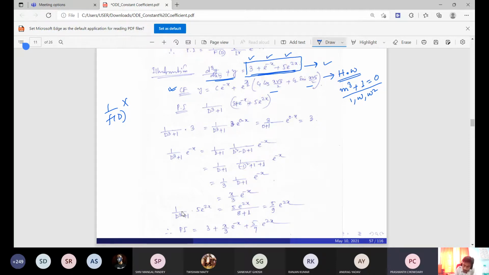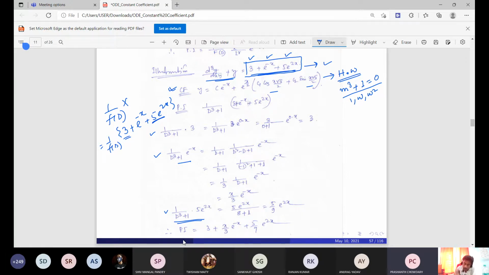The first function is 3. So it will be 1 by f(D) of 3 plus e to the power minus x plus 5 e to the power 2x. First we will consider 1 by f(D) of 3. Then we will add that part with 1 by f(D) of e to the power minus x. And then we will go for 1 by f(D) into 5 into e to the power 2x. These three parts we have to calculate, and the particular integral will be the sum of all these three.